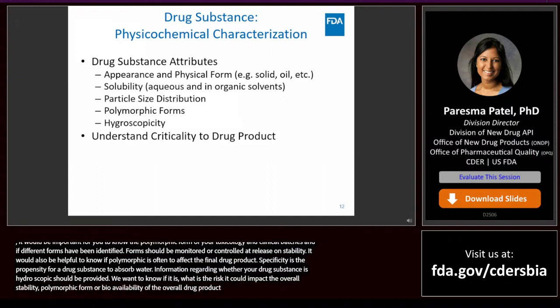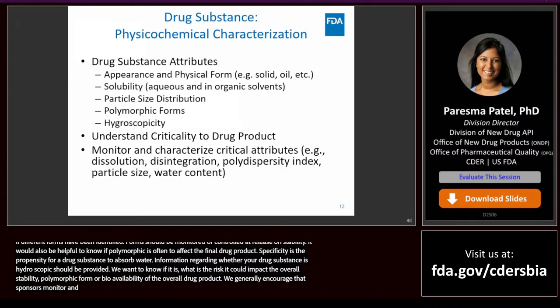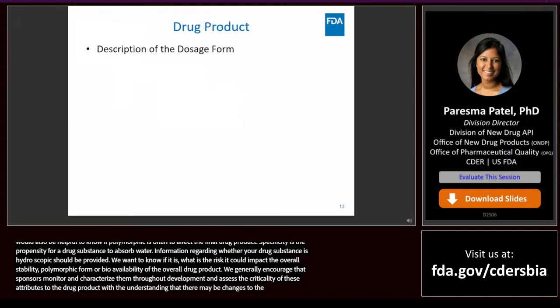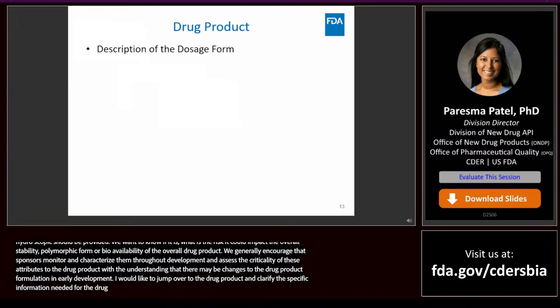We generally encourage that sponsors monitor and characterize those attributes throughout development and assess the criticality of these attributes to the drug product, with the understanding that there may be changes to the drug product formulation in early development. I would like to now jump over to the drug product and clarify some of the specific information that is needed for a drug product compared to the drug substance for early clinical development.